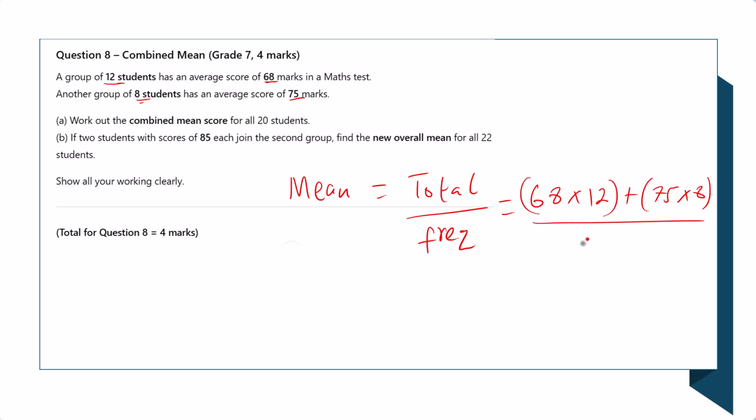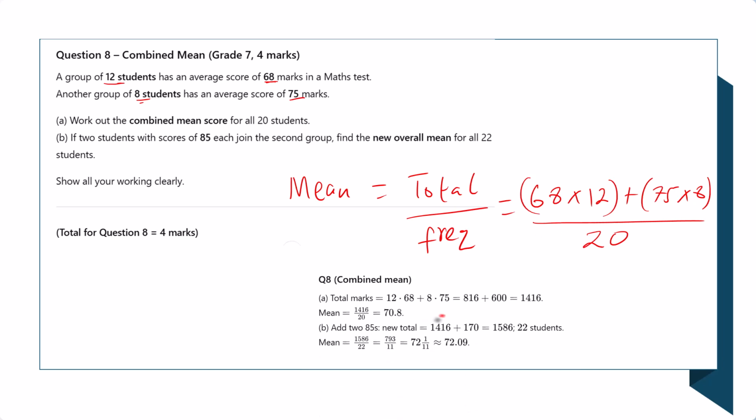Then I divide by the total number in both classes, which is going to be 20. I divide by 12 plus 8. And if I put this in my calculator, that will give me approximately what the mean is. And in this case, it should be about 70.8. That's the combined mean.